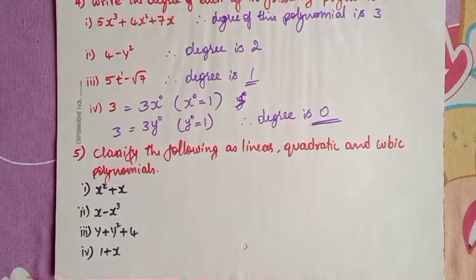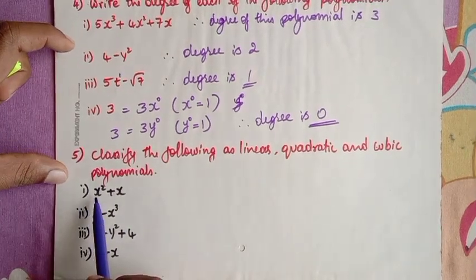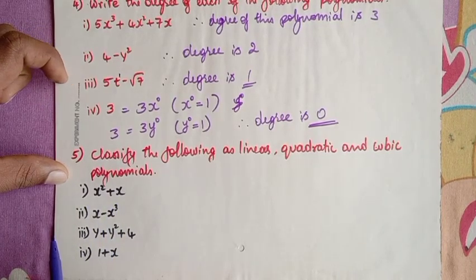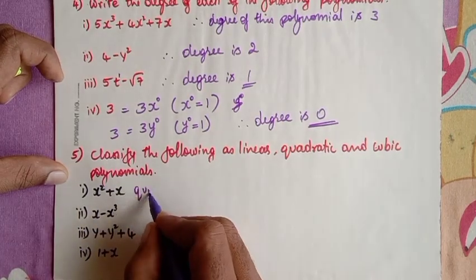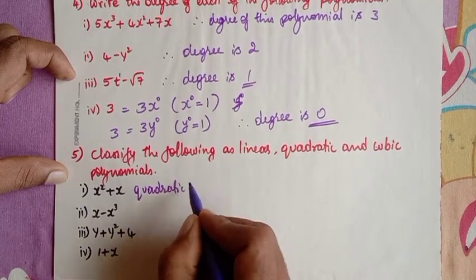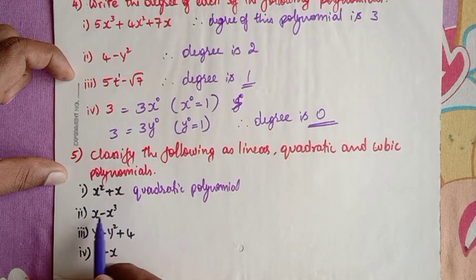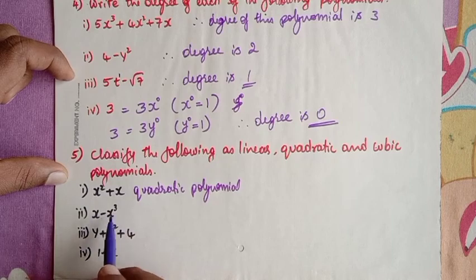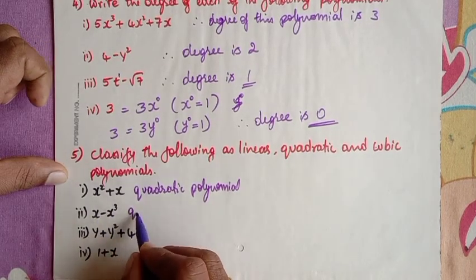Classify the following as linear, quadratic, and cubic polynomials. Your first question is x square plus x. X square is one term and x is another term. That means there are two terms in this polynomial. So it is a quadratic polynomial. Here also x is the first term and minus x cube is the second term. So there are only two terms in this polynomial. So it is also quadratic.